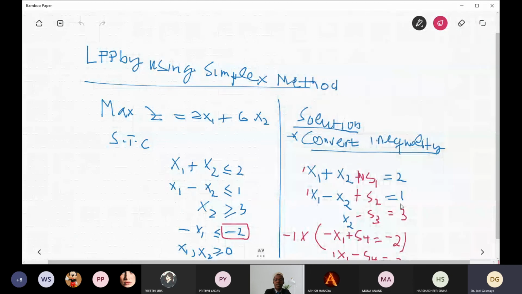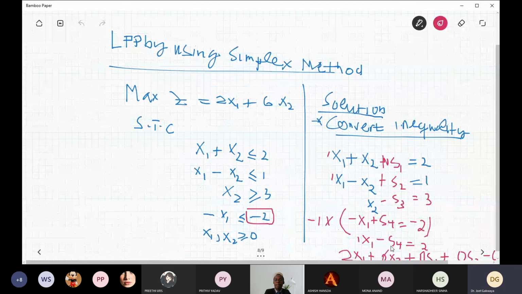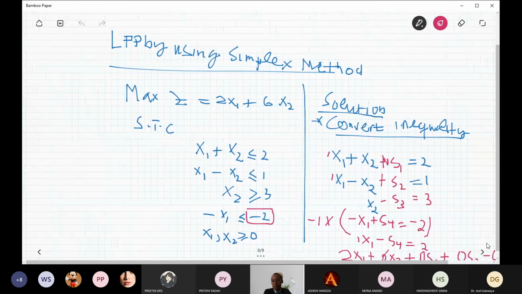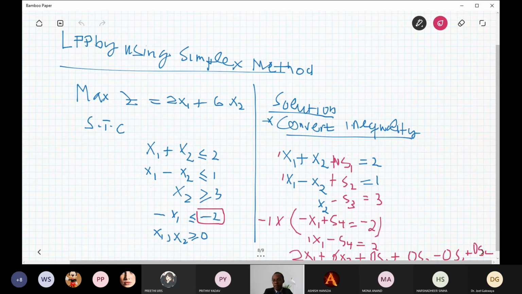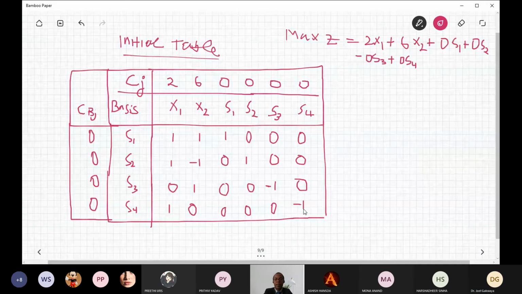And what is the coefficient for this S? It is going to be minus. Okay, it's going to be minus. So what is the value? Time is up, so this is the last. Okay, we shall continue from this one.